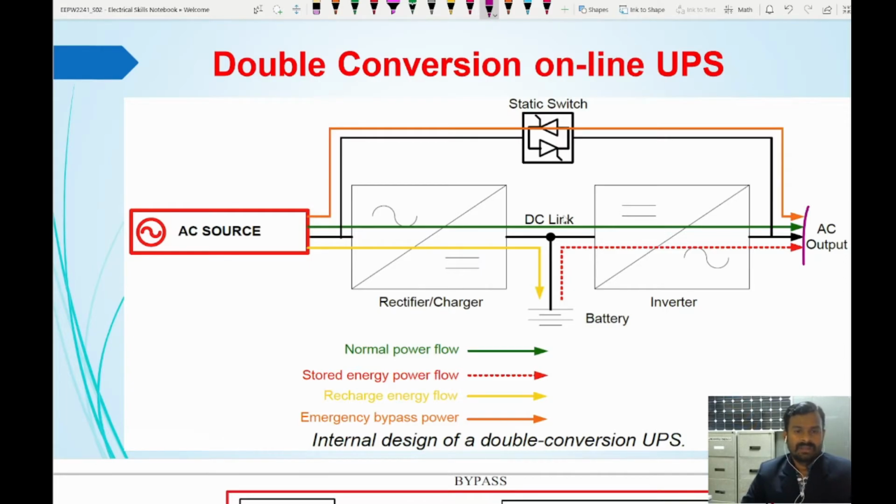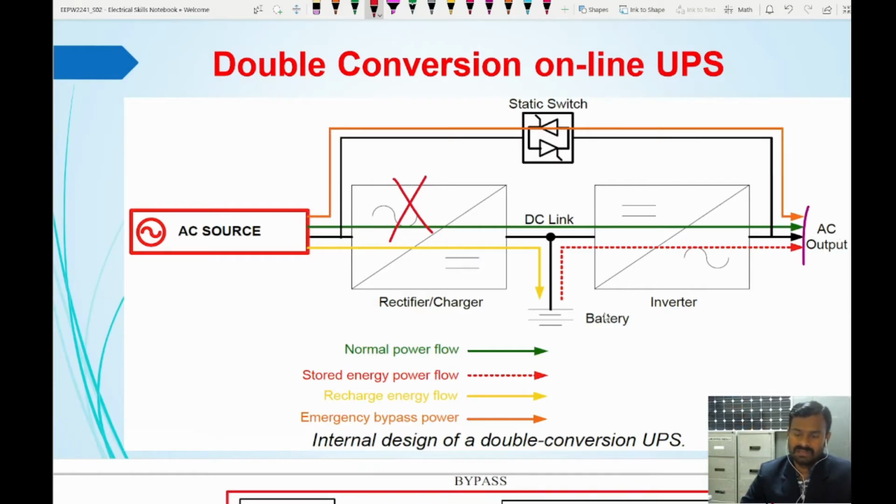If you see the stored energy mode, you can see the red dotted lines. When the utility power fails, when there is no utility power available, then the power flow will start from the battery through the DC link to the inverter unit. The inverter will convert the DC into AC, and this AC supply will be given to the load.